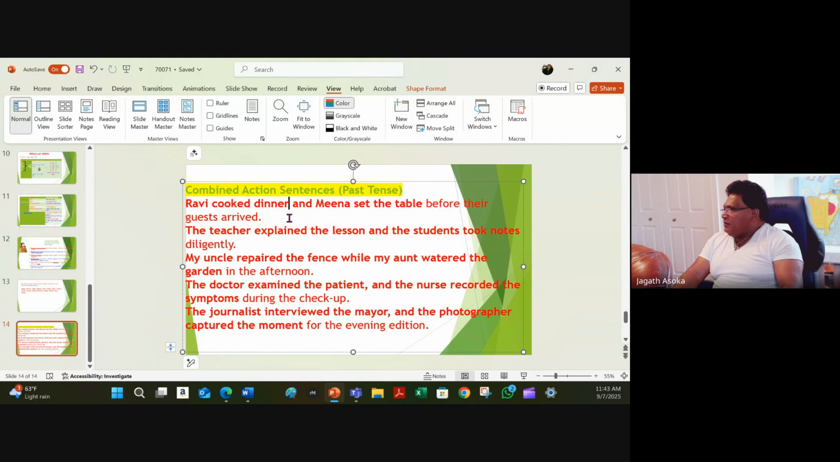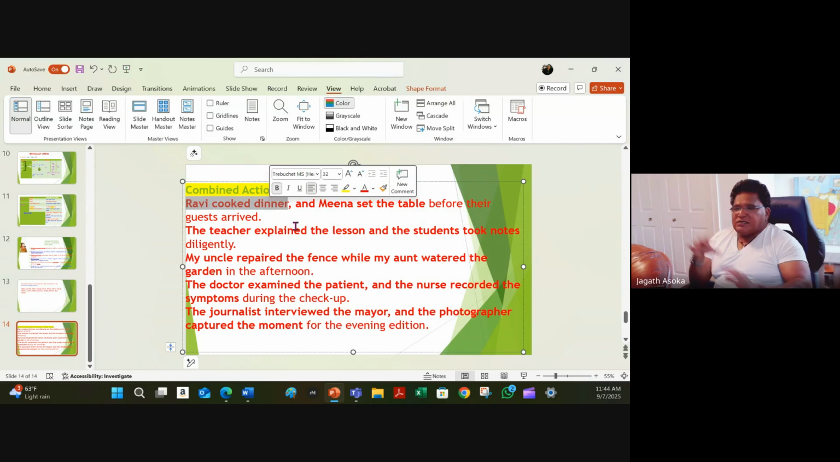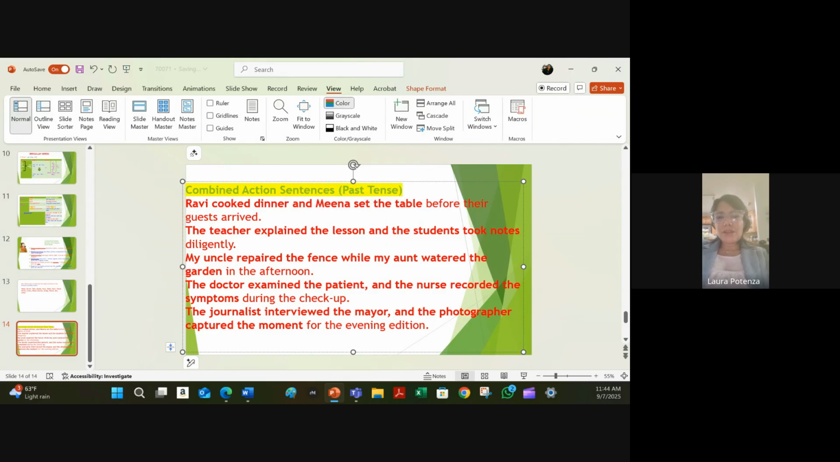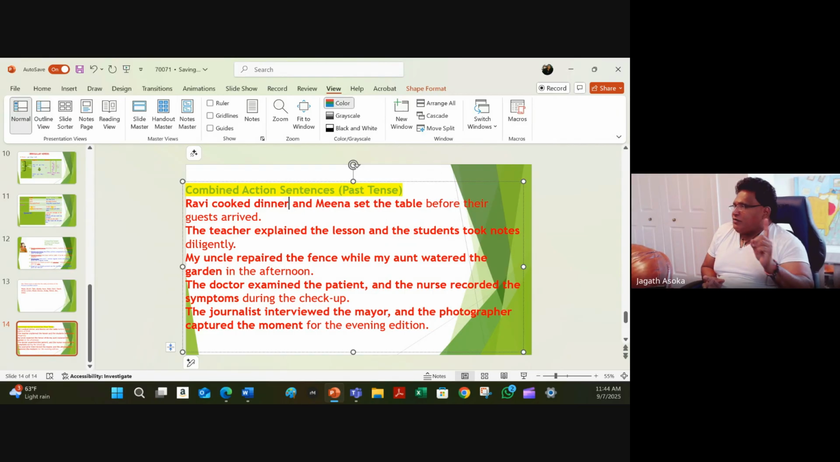We have to put "before". Look at it. This is a complete sentence, right? Ravi cooked dinner. That's a complete sentence. And if you look at this sentence, Meena set the table before guests arrived. Okay, but you don't need the comma. You don't need a comma there. In this case, you don't. And Meena sets the table before the guests arrive.